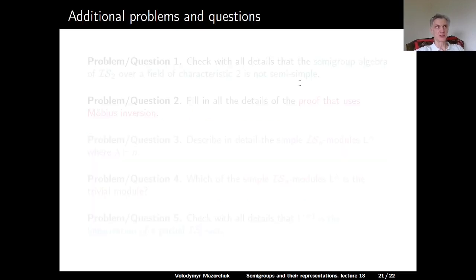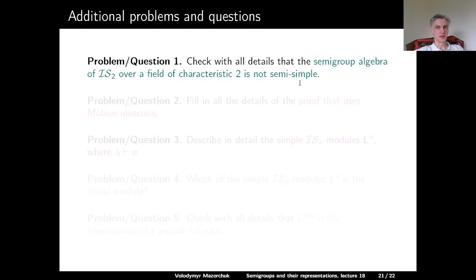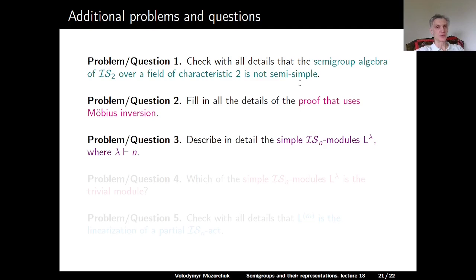Some additional problems and questions at the end. Problem question 1. Check with all details that the semigroup algebra of IS_2 over a field of characteristic 2 is not semi-simple. Problem question 2. Fill in all the details of the proof that uses Möbius inversion, that alternative approach to semi-simplicity. Problem question 3. Describe in detail the simple IS_n module L^lambda, where lambda is a partition of n.